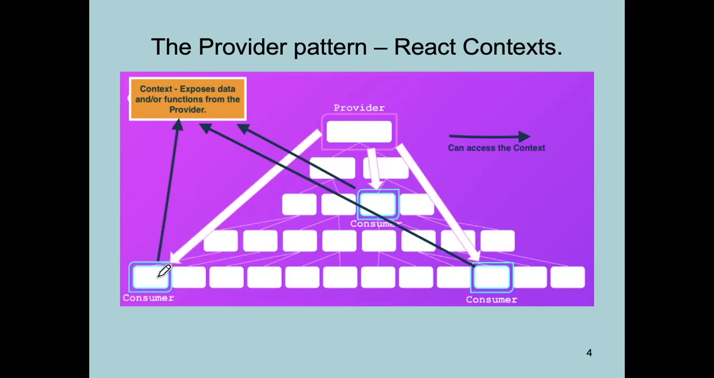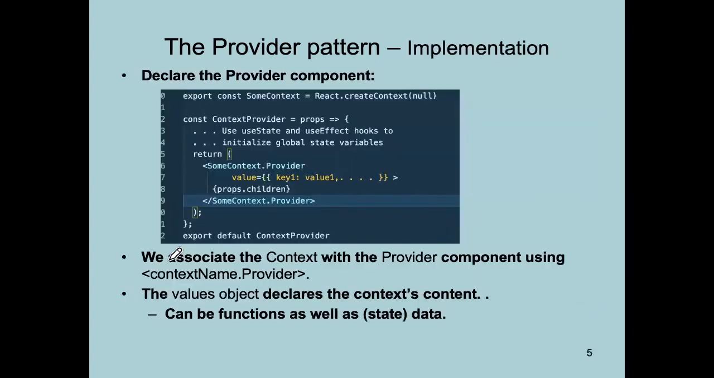The components that need to access the data, we refer to those as consumers in this pattern. So we've got a provider component, a consumer component, and we've got a context construct. They're the three key elements. Here are some code excerpts.